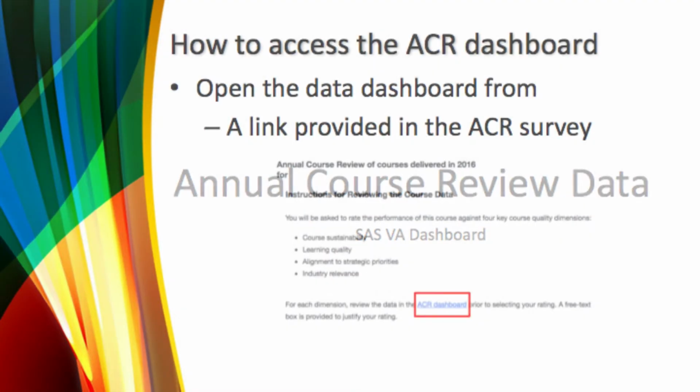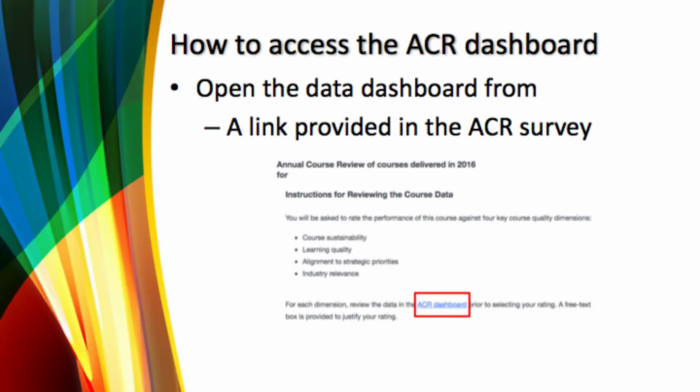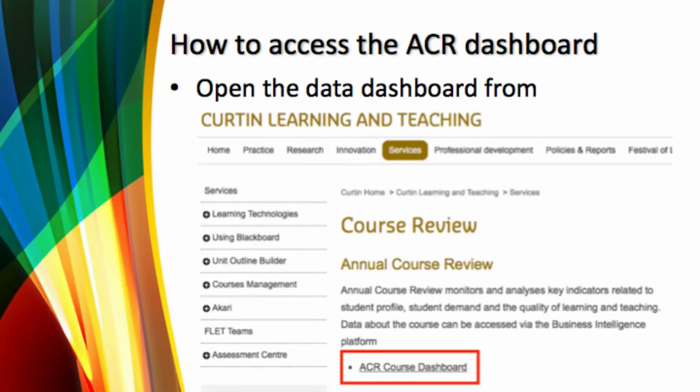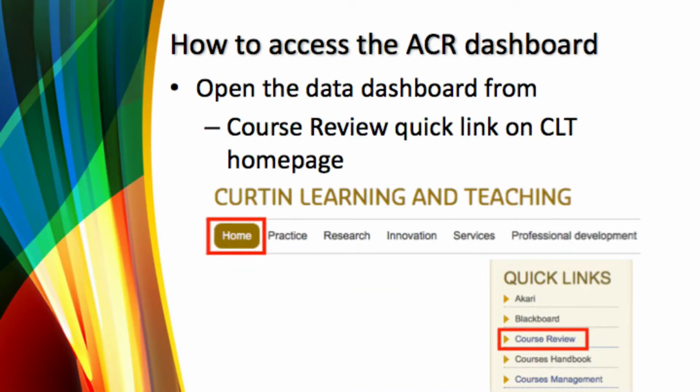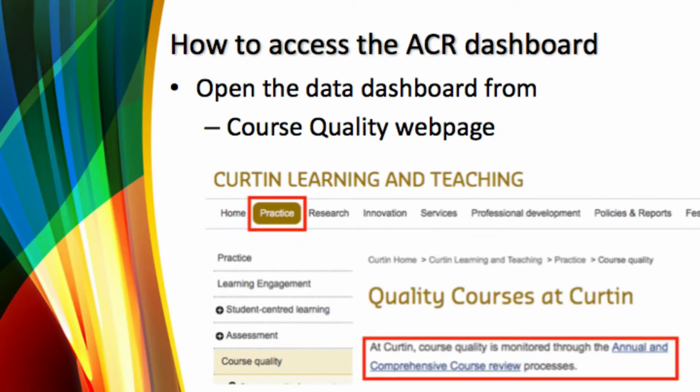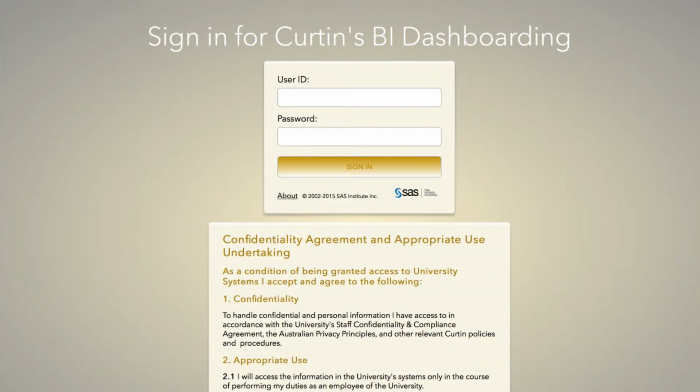To access the ACR dashboard, a link is provided within the ACR survey. Or, alternatively, using the link provided on the course review page on the Curtin Learning and Teaching website. You can find this page by using the course review quick link on the CLT homepage, or by selecting Practice from the top menu and then selecting Course Quality from the left-hand navigation menu. Use your Curtin credentials to log in.